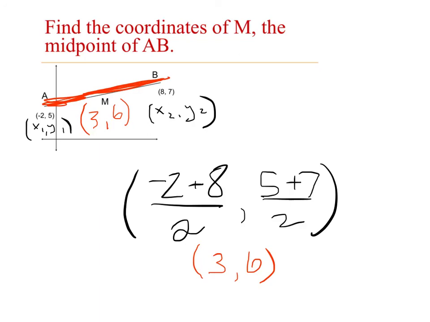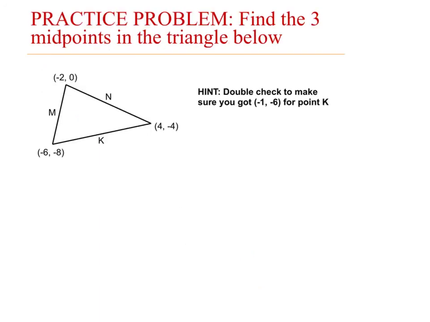The next slide, I'm going to have you do a problem on your own. For this practice problem, I want you to find the three midpoints M, N, and K. So grab a sheet of paper, copy down the problem, copy down your coordinates, and then I want you to show your work and how you found the three midpoints. I've given you a hint. Basically, I've given you an answer. Double check to make sure you get negative 1, comma negative 6 for point K. If you did not, more than likely you had to have done something wrong.